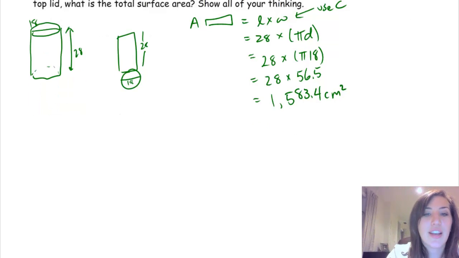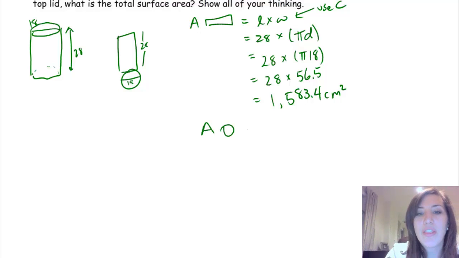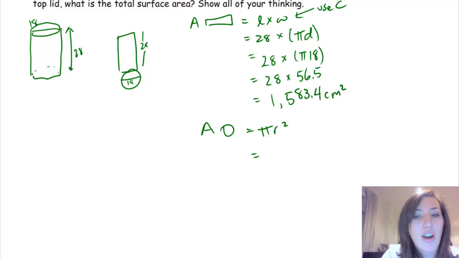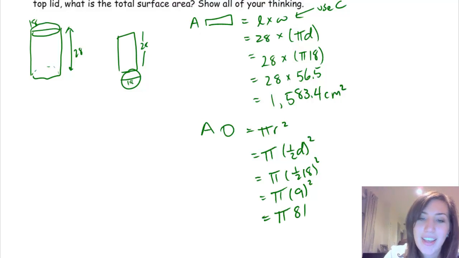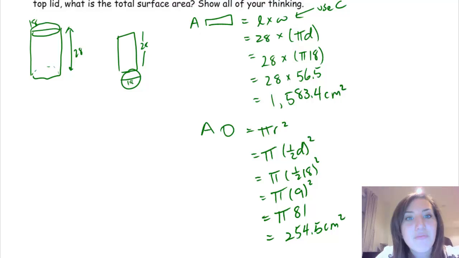What is the surface area of just the circle? Well, that is pi r squared. Do we know r? No, we don't, but we know that r is the same as saying half of the d, the diameter. So if we plug this in, we get half of 18 squared. Half of 18 is 9 squared. Pi times 81 gives us 254.5 centimeters squared.